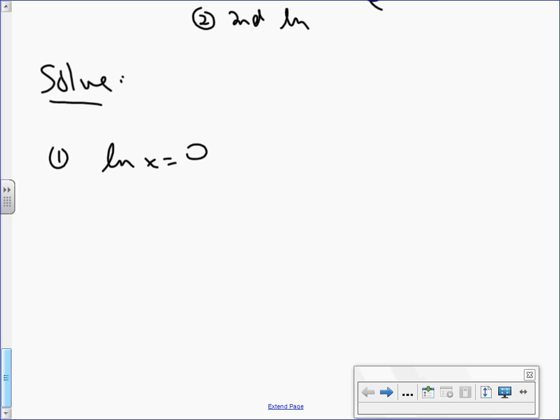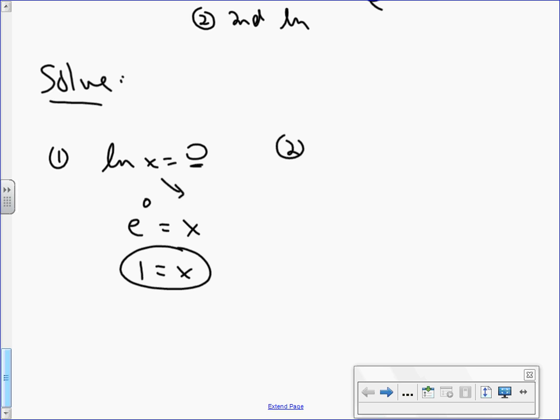ln of x equals 0. You probably should memorize this one, but I tend to rewrite these in exponential form. So the exponential form is the base, e to the power 0, is equal to x, and anything to the 0 power except for 0 is 1. So there's my solution. The primary technique for this is to rewrite it in exponential form.